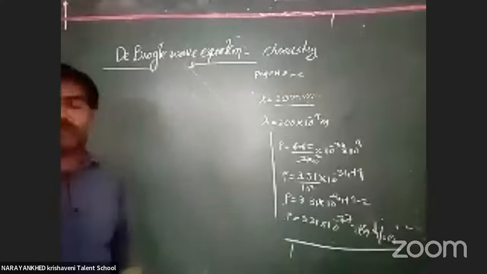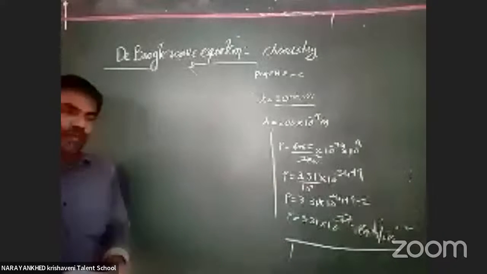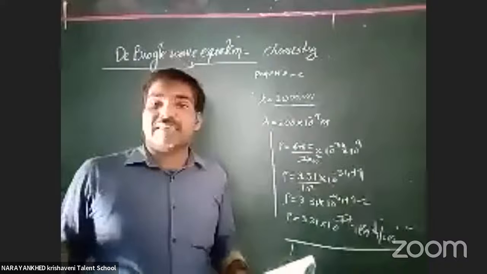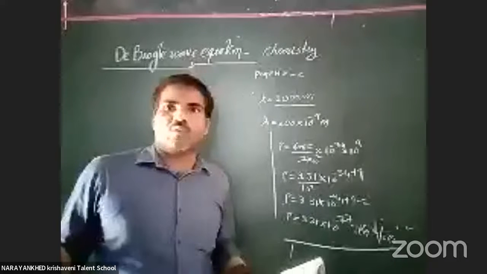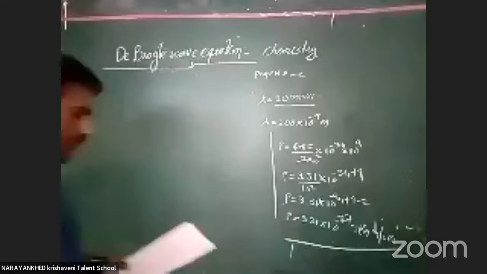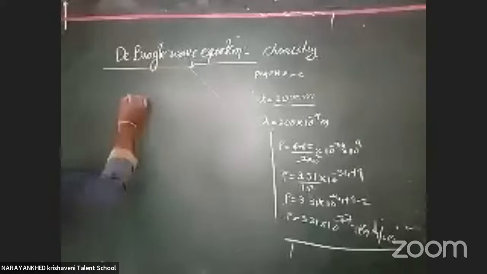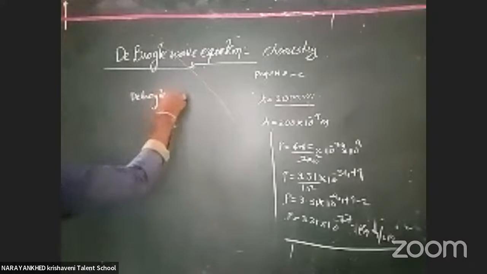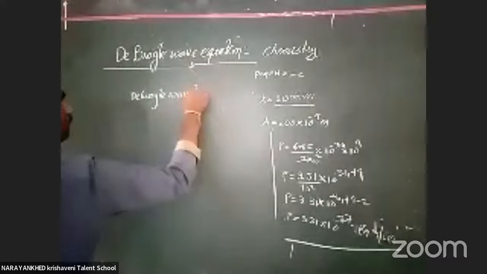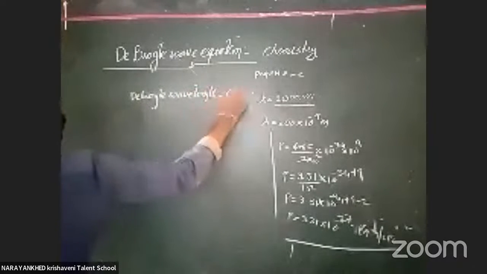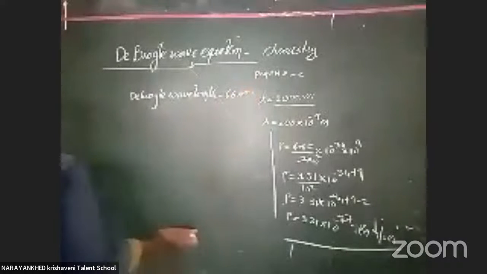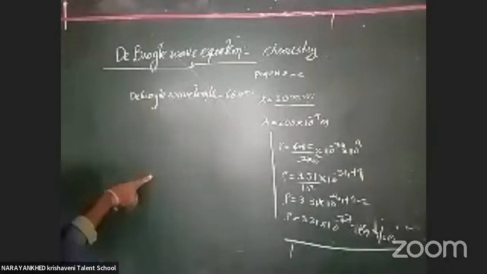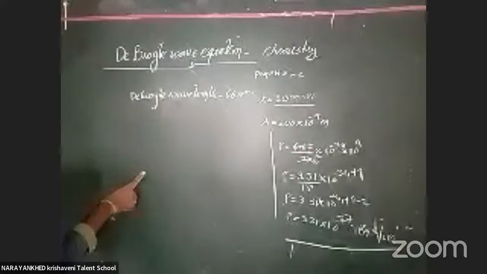Next, students, we have taken the next problem. The de Broglie wavelength of an electron is given as 66 nanometers. And the velocity of the electron is what we have to find here. What is the velocity of the electron?